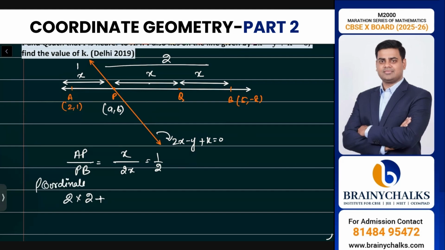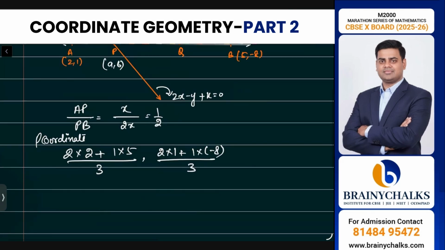2 into 2 plus 1 into 5 by 2 plus 1, which is 3, and 2 into 1 plus 1 into minus 8 by 3. So it will be 4 plus 5 by 3, 2 minus 8 by 3. That is equal to 9 by 3, that is 3, minus 2. So the point is (3, minus 2).